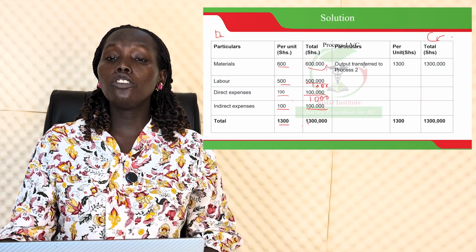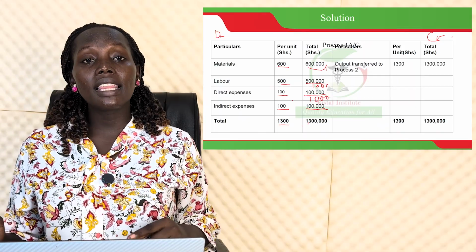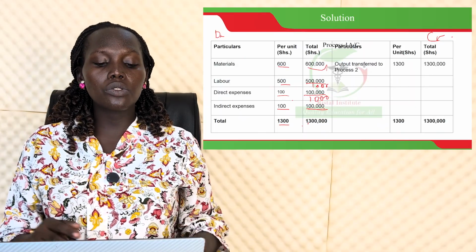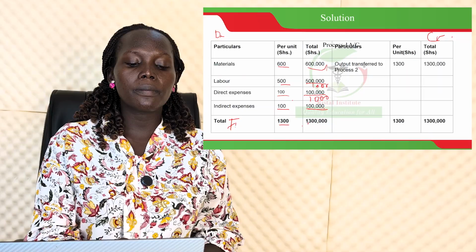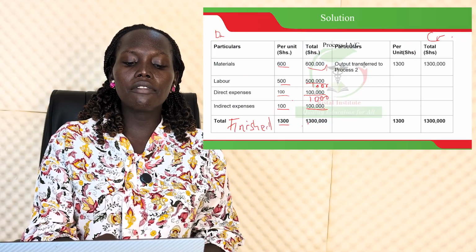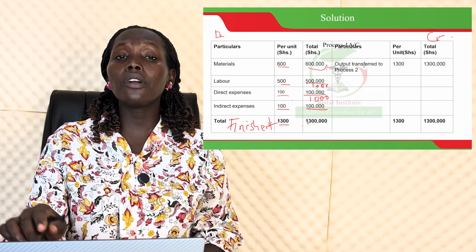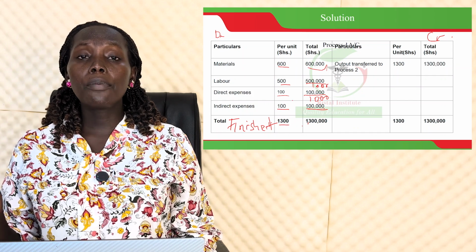1,300,000. So the output, what should we transfer to the next process? We say that our finished goods. These are the finished goods for process 1. So these finished goods are the ones that we are going to transfer to our process 2.